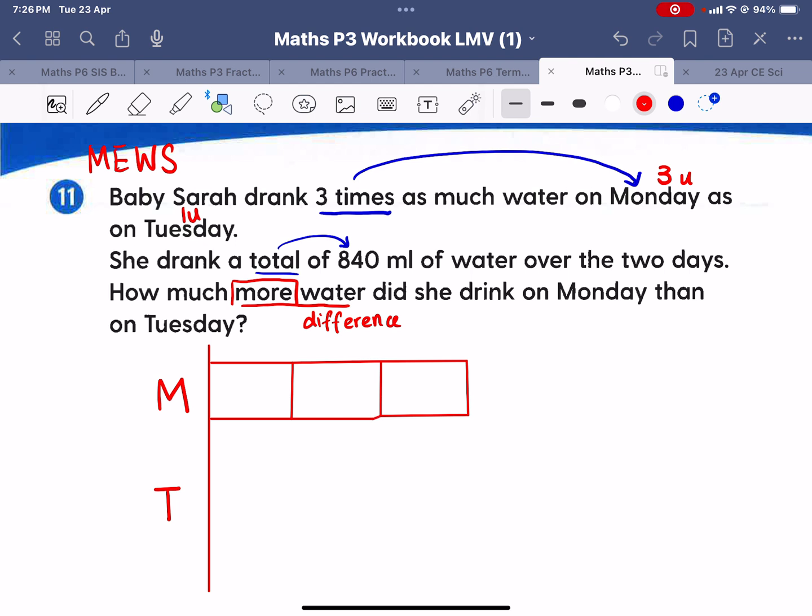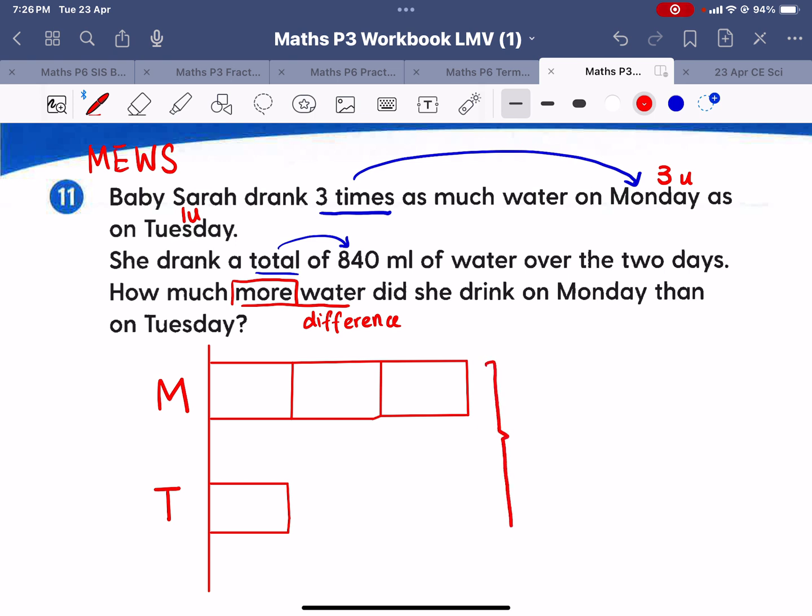Okay, whereas for Tuesday, we are looking at just 1 unit. So here we can tell that Monday is 3 times as big as Tuesday. All right. Now then, some information that we got to fill in. We know that the total was 840 milliliters.